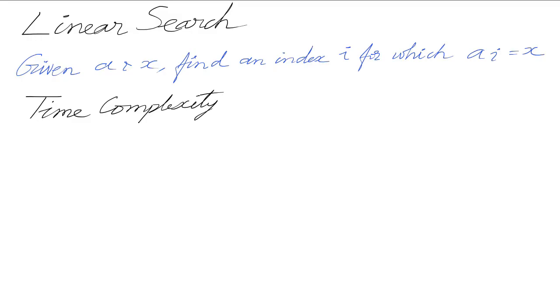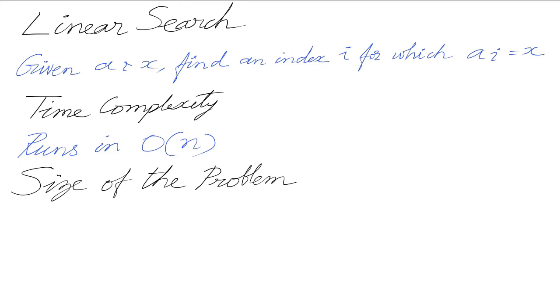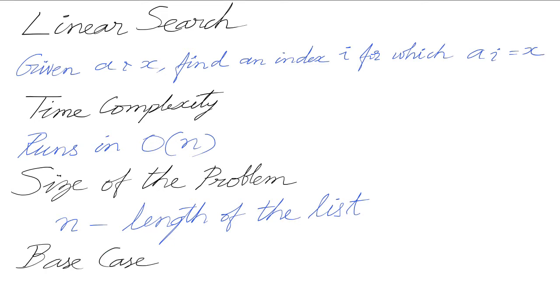The time complexity is O of n. What is the size of the problem? The size is n, the length of the list. What is the base case? The empty list is the base case. We return -1 in this case.